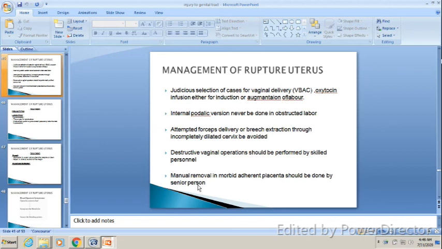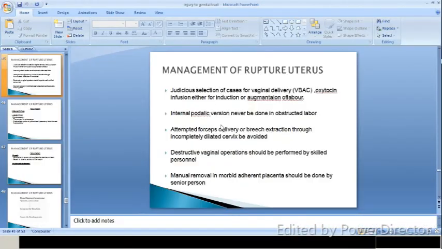Management of rupture uterus: judicious selection of cases for vaginal delivery, oxytocin infusion either for induction or augmentation of labor. Internal podalic version is never to be done in obstructed labor; it's not usually done, and is now indicated only in the second twin pregnancy during labor. Avoid attempted forced delivery or breech extraction through an incompletely dilated cervix. Destructive vaginal operations should be performed by skilled personnel only.